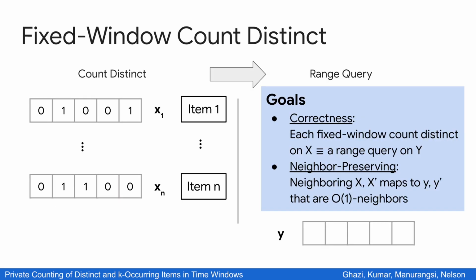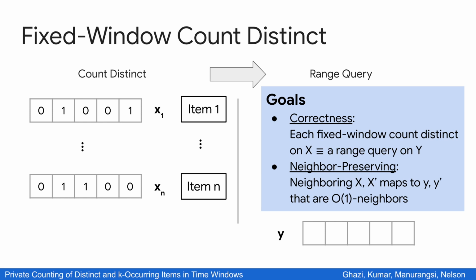Okay, so let's focus on this reduction from fixed window query to range query on domain size T. Again, the goals are pretty similar to before. We want the neighbor preserving relationship to get DP, and we want the correctness, where now the correctness means that for each fixed window count distinct query on X, we should be able to answer it using a range query on Y.